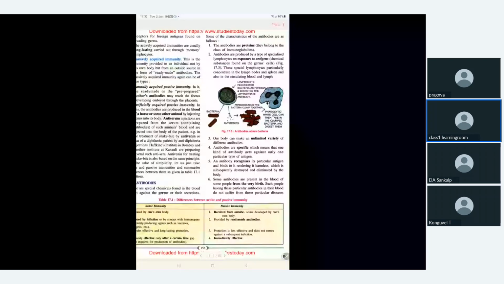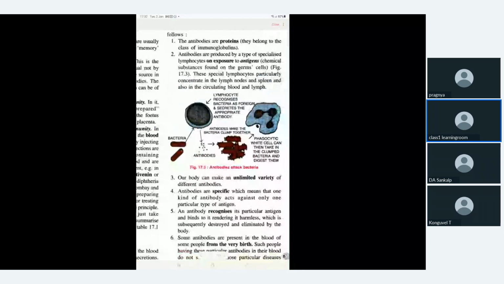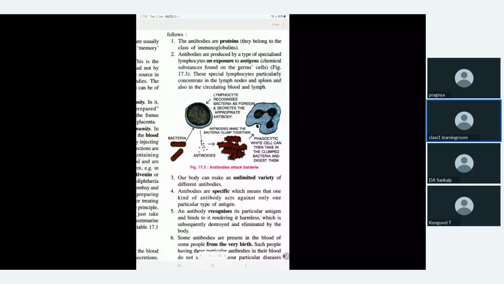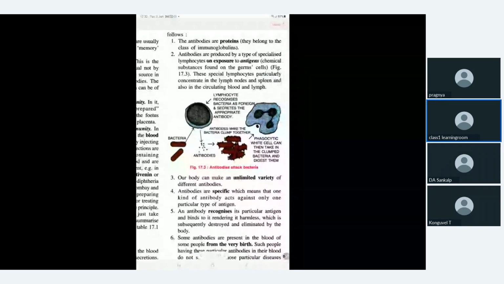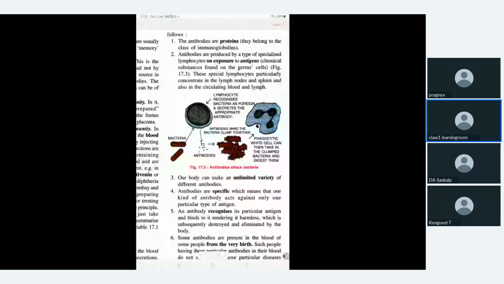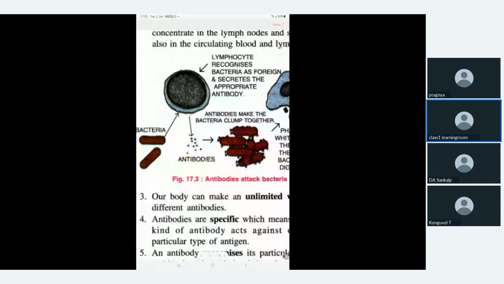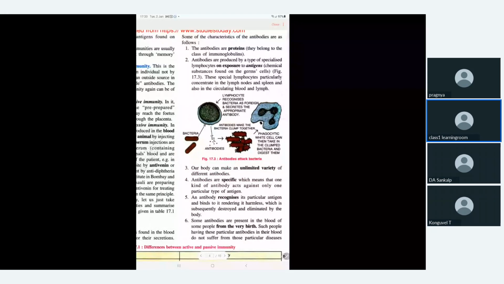Look at the image here. You can see in the image, the bottom one, pink, or you can say dark maroon color. That's the bacteria, and on the top left side, the lymphocyte, meaning B lymphocytes. When the bacteria enters the body, the lymphocytes produce antibodies. You can see the antibodies, small star-like substances. These antibodies surround the bacteria.